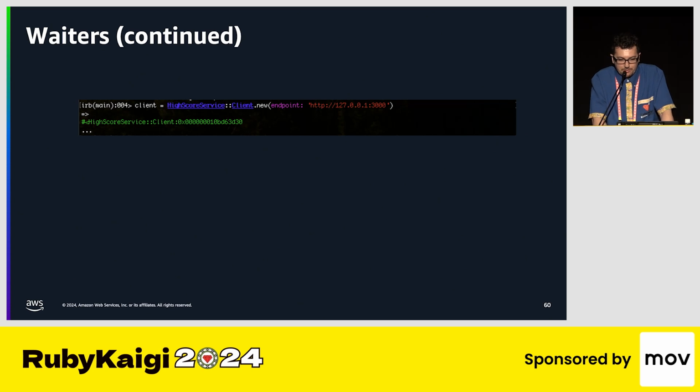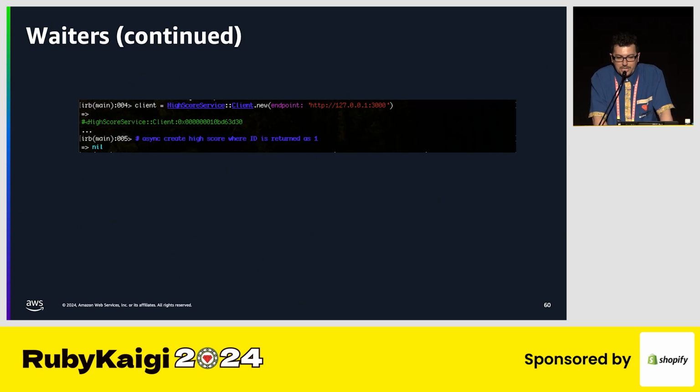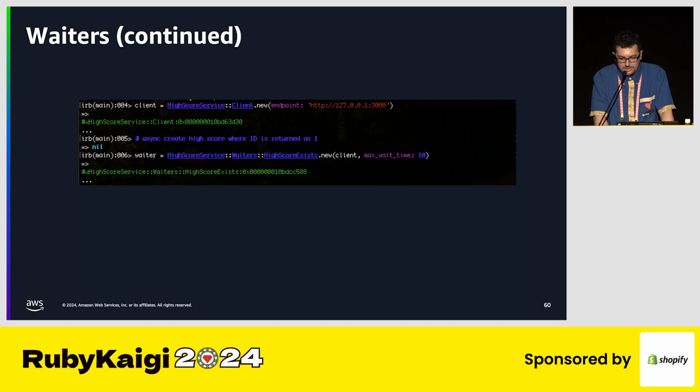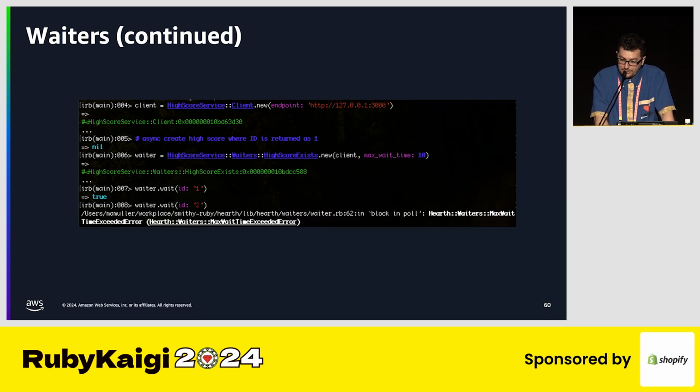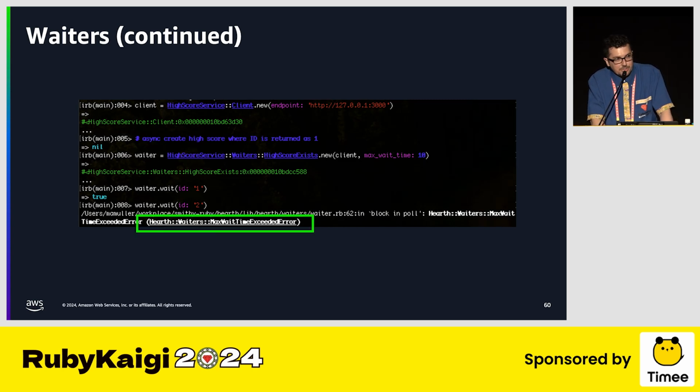To use the feature, we have our client. Maybe we have some async operation that creates a high score and returns what the ID will be. We then create a waiter with a max wait time of 10 seconds. We then wait for ID 1 to be created, which will wait up to 10 seconds. In this case, our high score service was created within the time limit and it returns true. We then wait for ID 2 to be created, but creation was too slow or it never happened. And we see that we get a max wait time exceeded error.